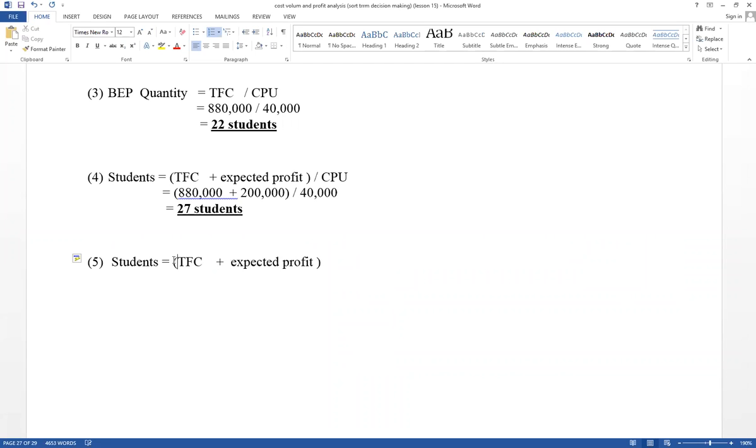First one, try to calculate contribution per unit. Contribution per unit equals selling price minus variable cost. There's a minimum program fee. Therefore, contribution per unit. Number of students should be 30. Expected profit is given, 350,000. Total fixed cost we know.